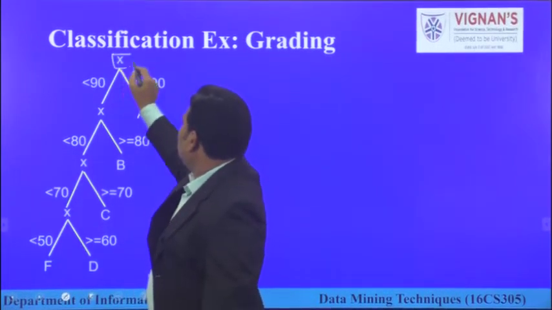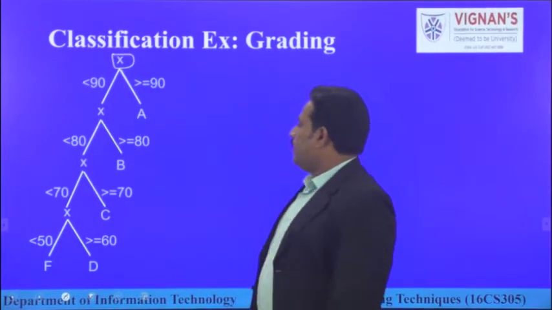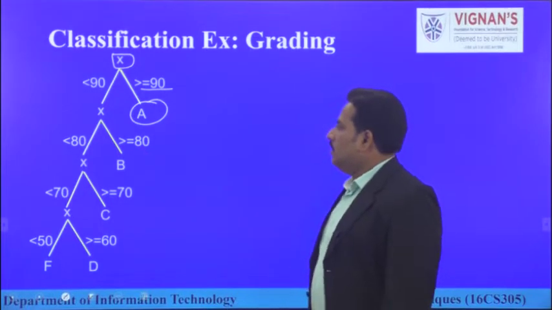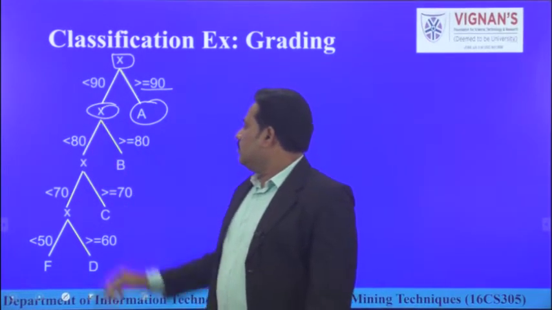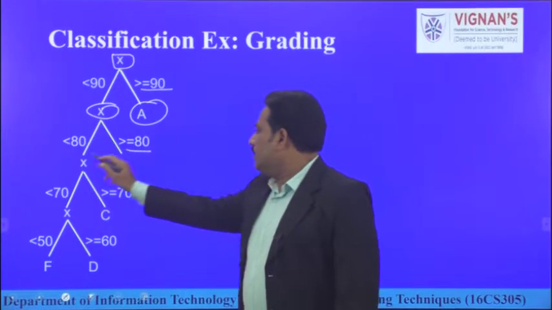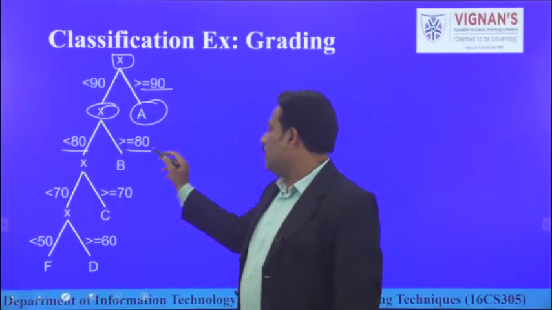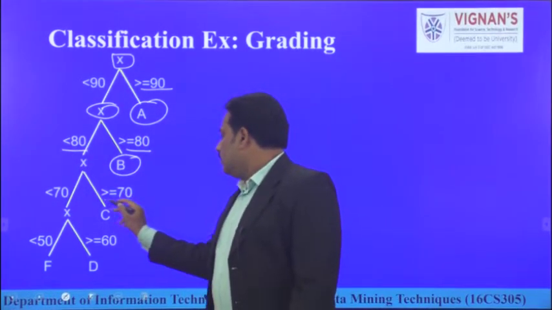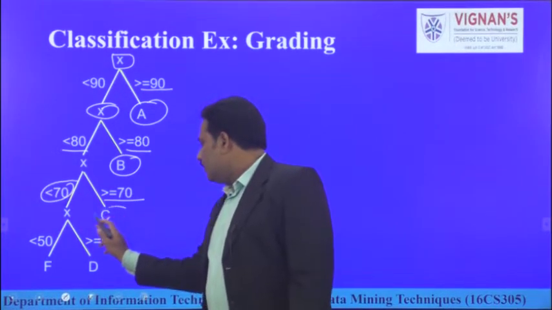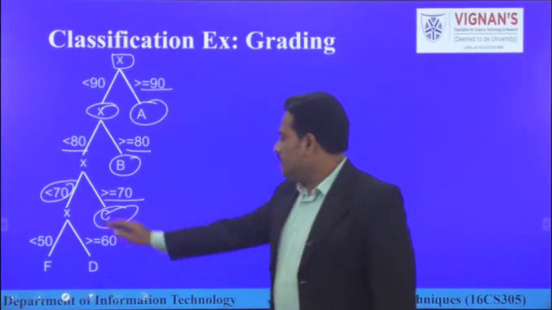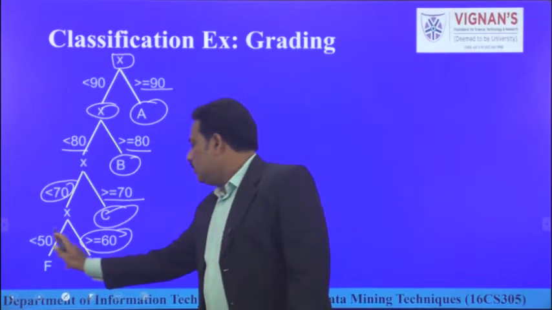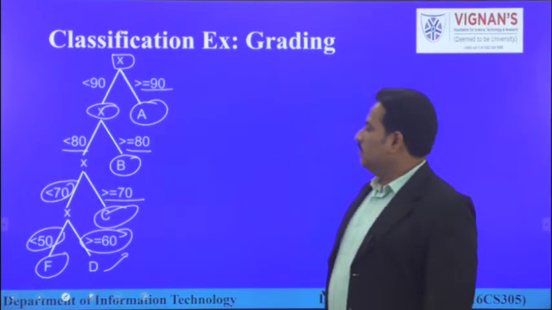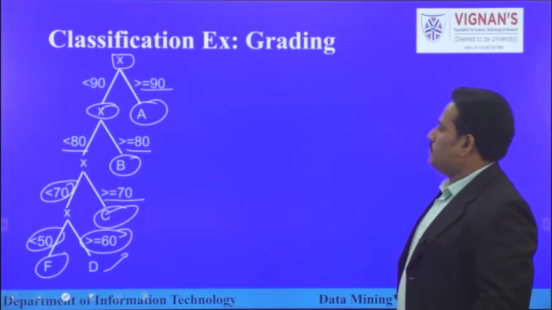X is a student. If the student obtains marks greater than or equal to 90, we give grade S, that is A. If less than 90, there is a possibility of greater than or equal to 80 or less than 80. If it is greater than or equal to 80 and less than 90, we give B grade. If less than 80, there is greater than or equal to 70 or less than 70. If it is greater than or equal to 70, we give C. If it is less than 70, there are two more options. Greater than or equal to 60, we give D grade. Less than 50, we give F grade. So this is one of the ways of classifying the data.